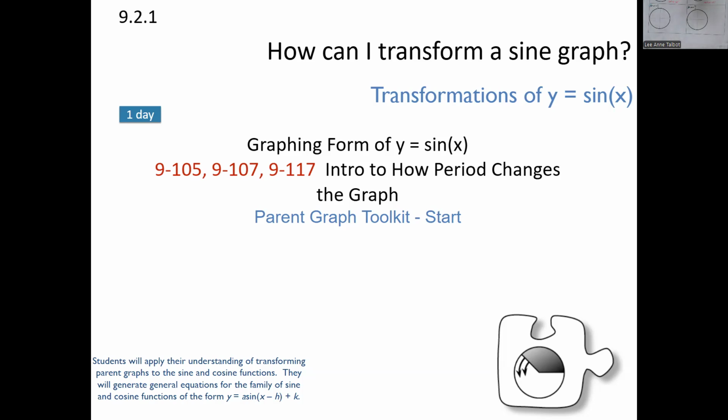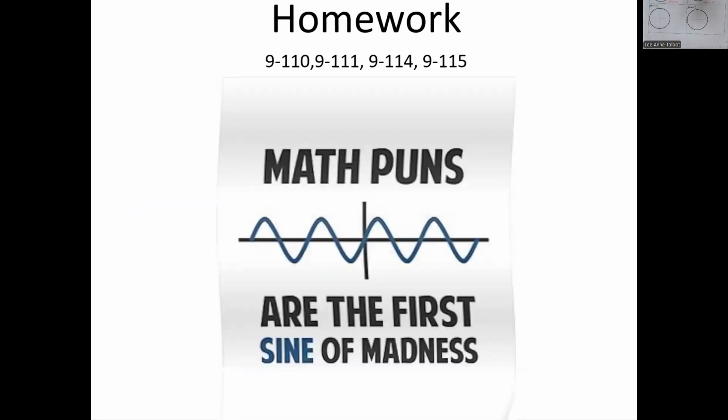But anyway, this is our agenda for today. What we're going to do is the last topic for chapter 9. It's graphing form of sine and cosine. Today we're going to talk about how the period changes the graph. It's something we haven't had before in any of our graphs. It's very new. And here is your homework: 110, 111, 114, and 115.